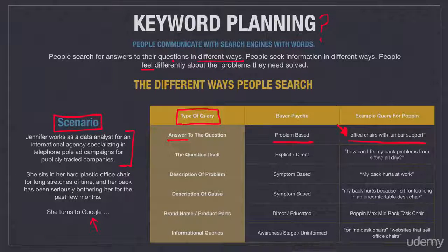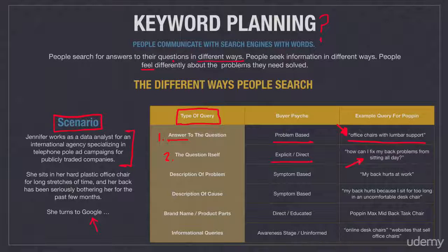People also might search over here with the question itself, and this is what we call explicit and direct queries. An example query for an explicit direct, the question itself, is: how can I fix my back problems from sitting all day? This is something which has grown in popularity. People are starting to use Google as they would talk. So that's a very, very important category to focus on. She's using the question that she actually has, and she's inputting that as her query into the Google search box.